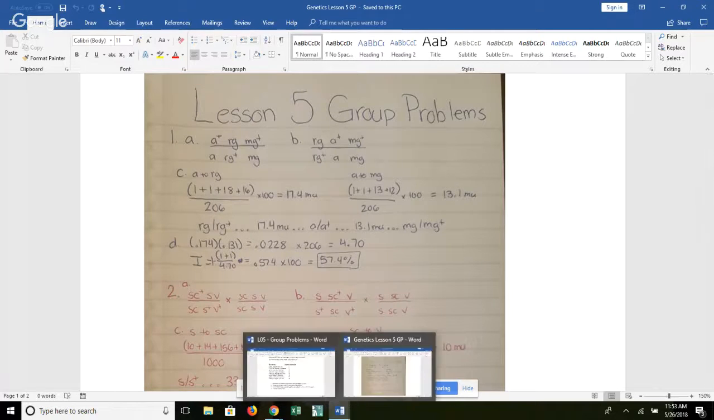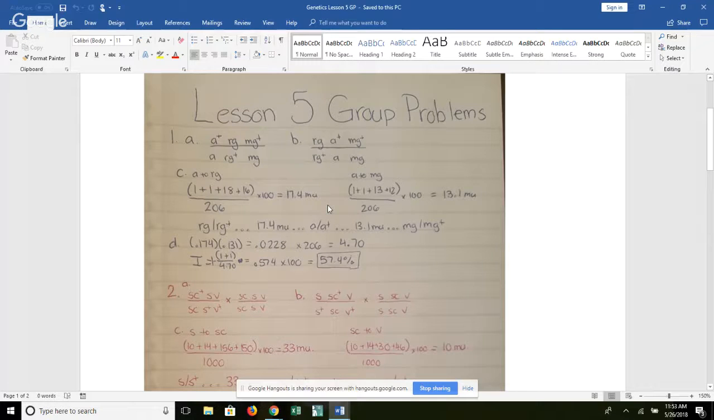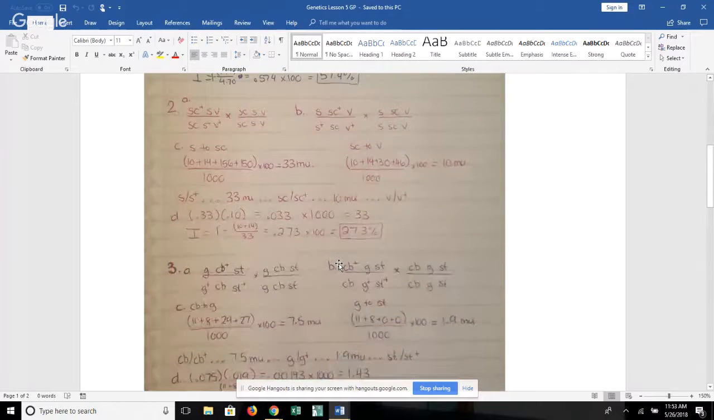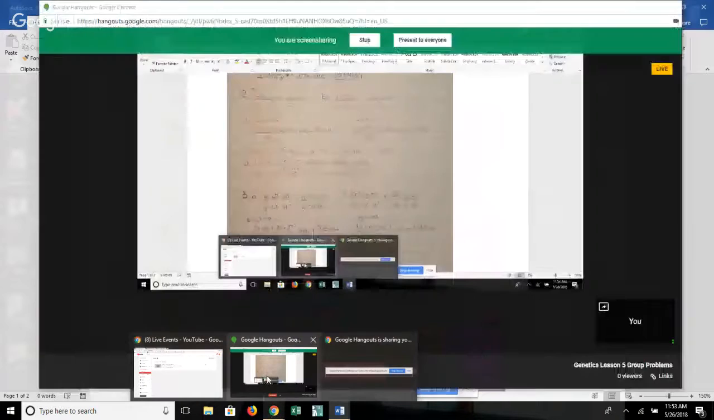And then for part D, to calculate interference, you multiply your two probabilities, so 0.174 times 0.131, and you get 0.0228, and then you multiply that by the total number of progeny. So you expect to see 4.7 progeny that have double crossovers. And then the interference is 1 minus how many you saw, which was 2, over what you expected, 4.7, and you get 0.574. Multiply that by 100, and you get your percentage, so 57.4% interference. And for the next 3 questions, it was exactly the same process.